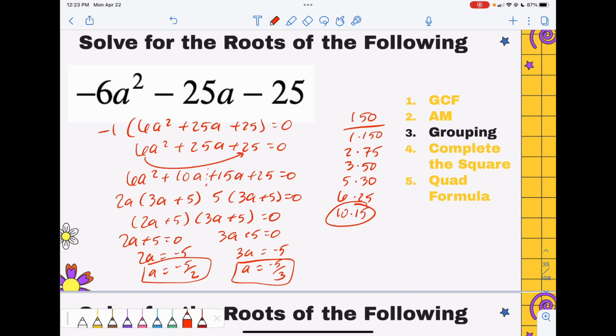All right, so those are our two roots. A lot of writing involved in this example, but again, our first step was to factor out -1. We really don't want to use grouping with a negative value in our quadratic term. We can, but it's just so much easier not to. So we factor that out.